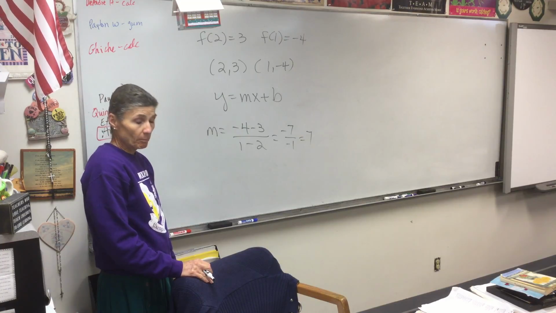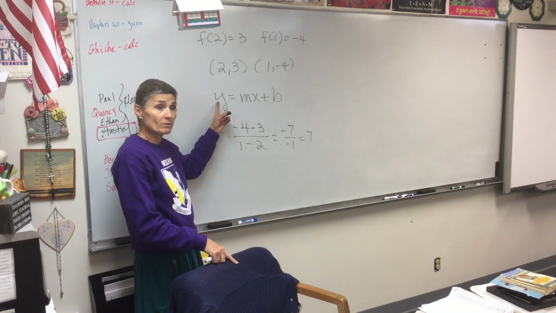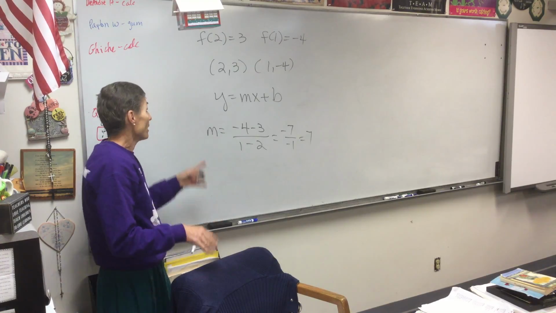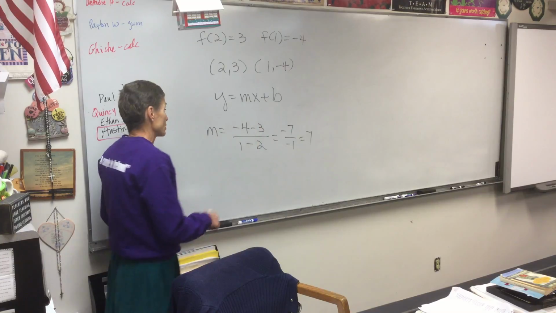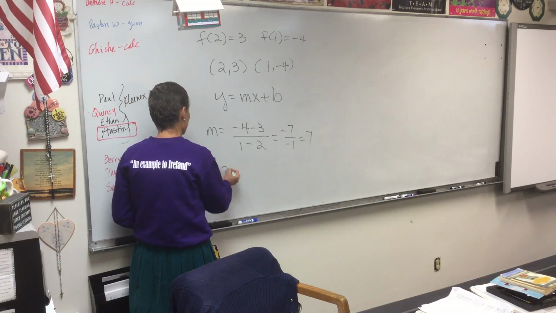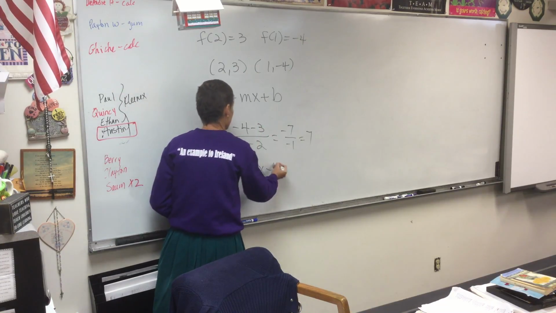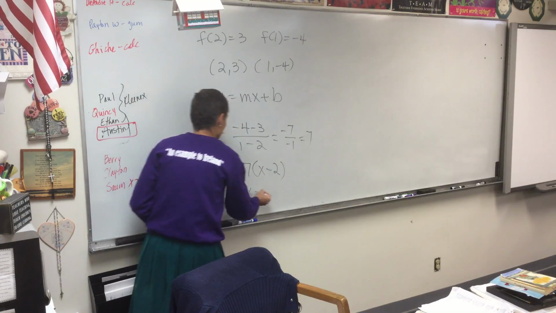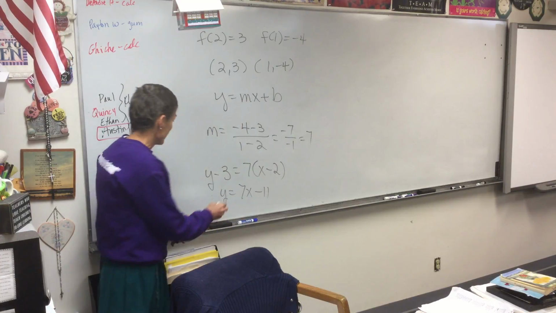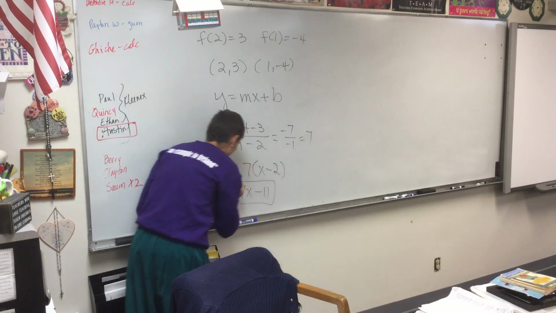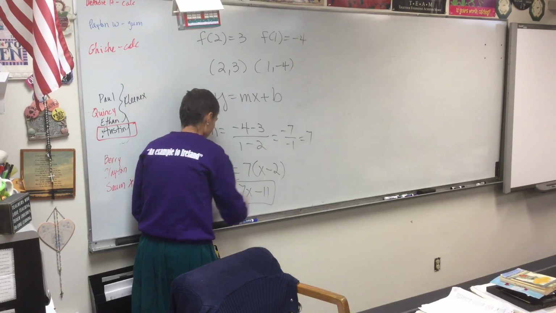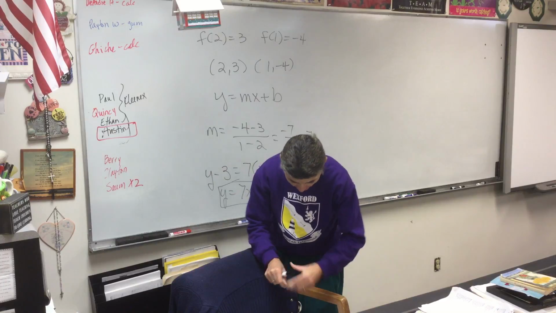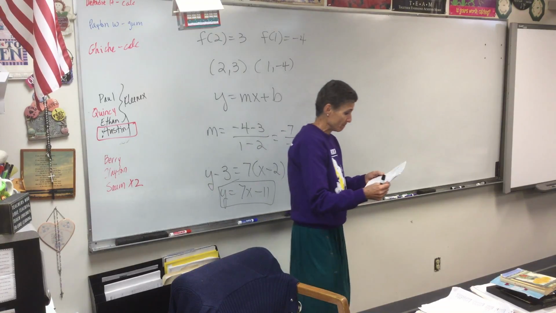Pick a point. You pick a point and either do slope intercept or point slope, whatever flips your switch, but somehow you gotta find b, right? So I like point slope, so y minus 3 equals 7 times x minus 2. So y equals 7x minus 11. That's what you should end up with as the answer. -14 plus 3, -11. All right, everybody good with that? We should have missed that one.